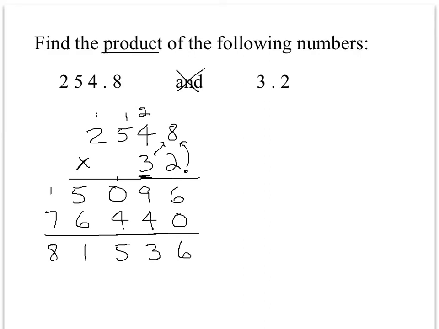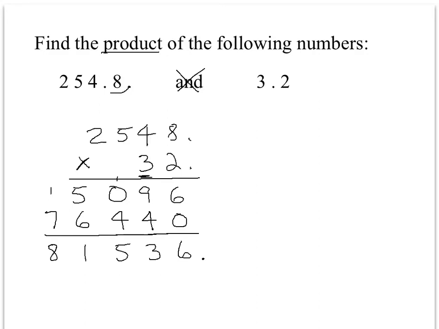Okay. Now, let me back up. Let me clean this up a little bit. Let's make this a little bit cleaner, get some of this stuff out of the way. And let's think about this. If this were 2,548 times 32, then my answer would be 81,536.